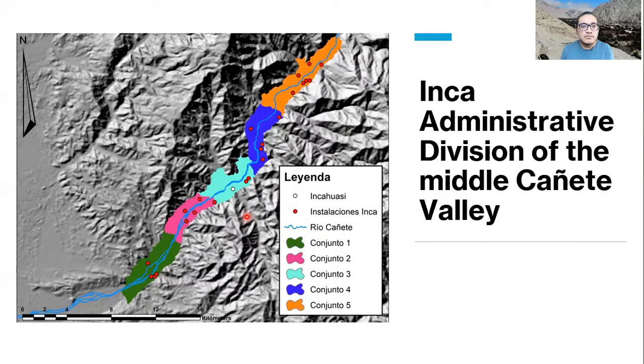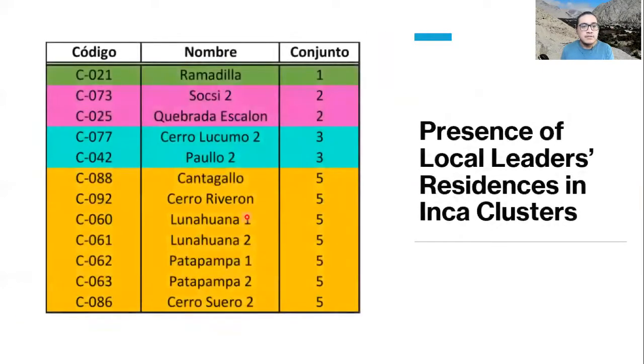The most relevant contribution of this study, however, appears when we compare these Inca datasets to the datasets of local leaders' residences. This table shows how many of these leaders' residences fall inside of each Inca administrative unit. While there are clusters with many leaders' residences inside, there are others with none of them.